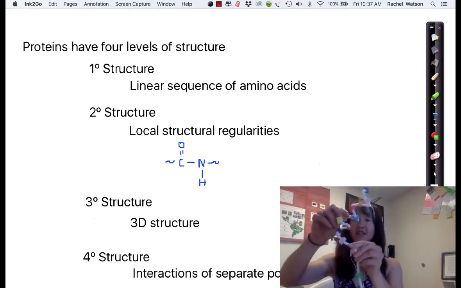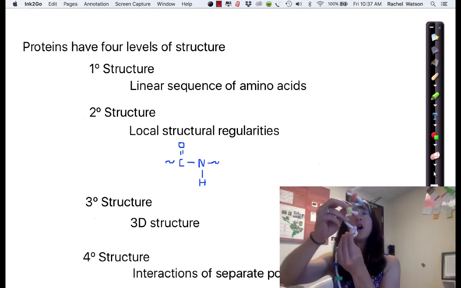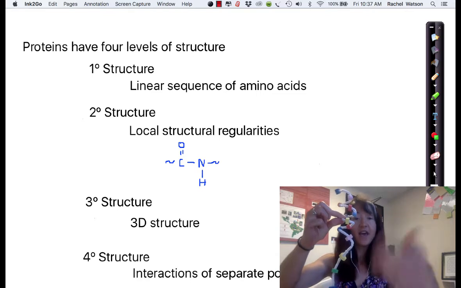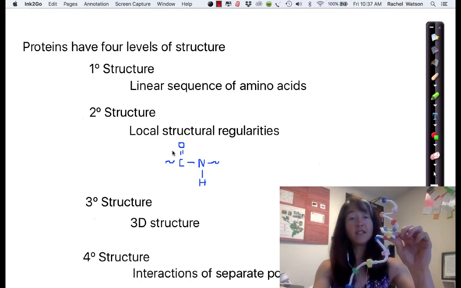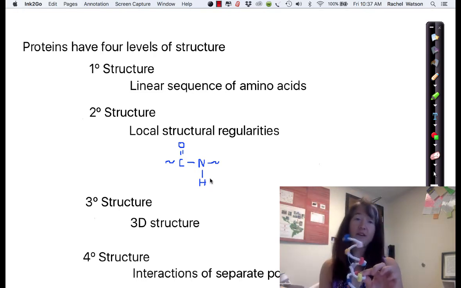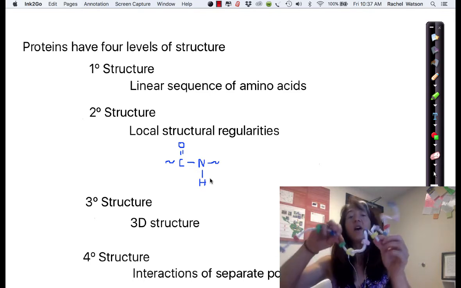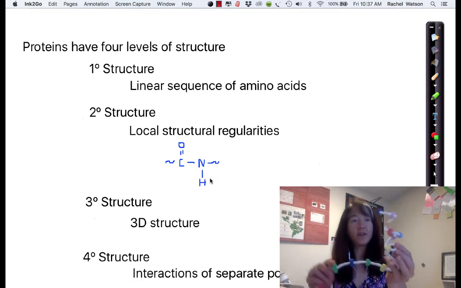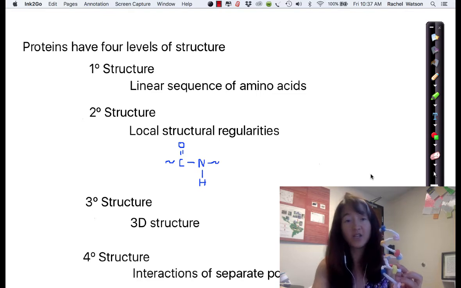carbonyl oxygen of the peptide group hydrogen bonds with the amide hydrogen. So if we point that out here, this oxygen will hydrogen bond with a hydrogen on a nearby neighboring amino acid, and it's these local neighborhood interactions with one another that lead to the formation of what we term secondary structure elements. Now, I've shown you the formation of an alpha helix, which we can also draw.